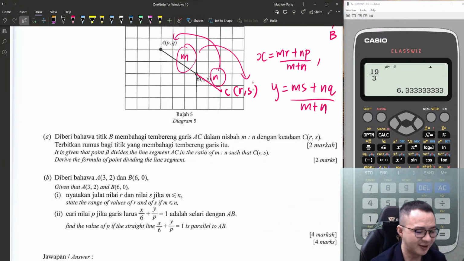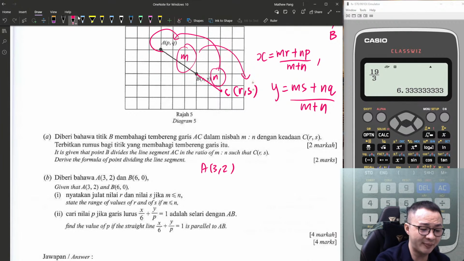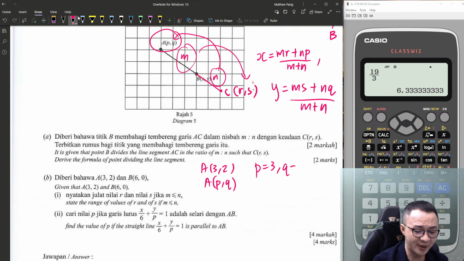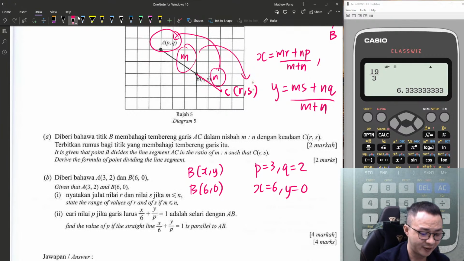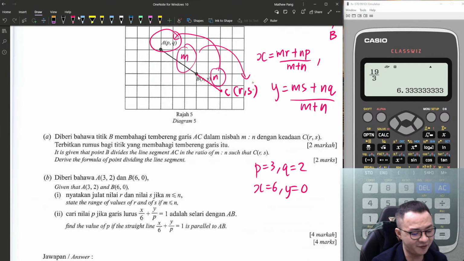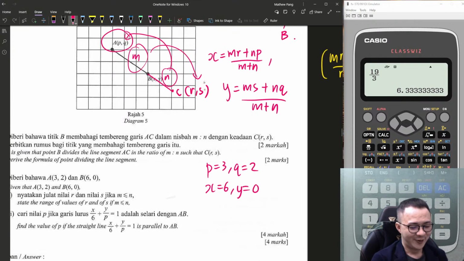Okay, then now they give us some values. A is 3, 2. You can see over here my A is P and Q, so from the diagram, P is 3 and Q is 2. And then they give the coordinate B also. B is xy, and they tell me B is 6, 0. So I know my x is 6 and my y is 0. By getting all this information, they ask us to state the range of values of R and S if M is less than N.